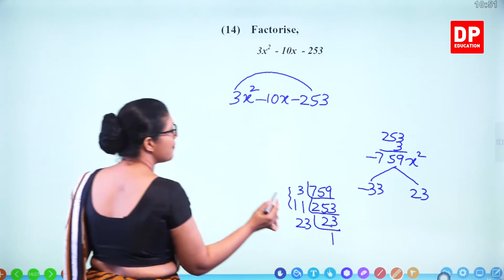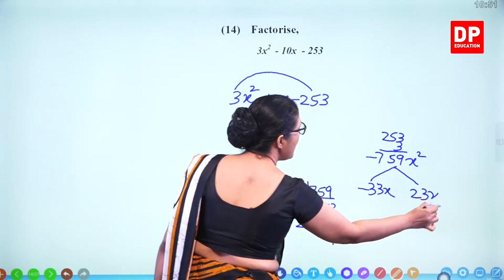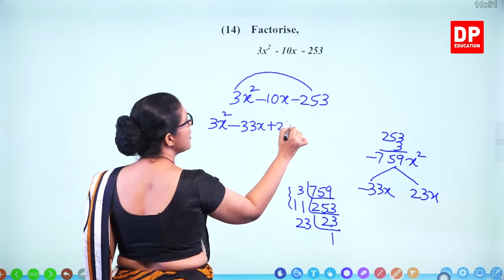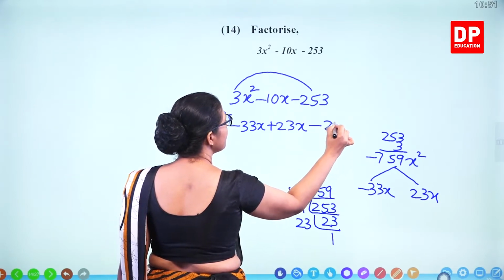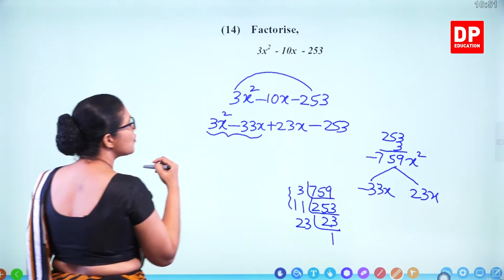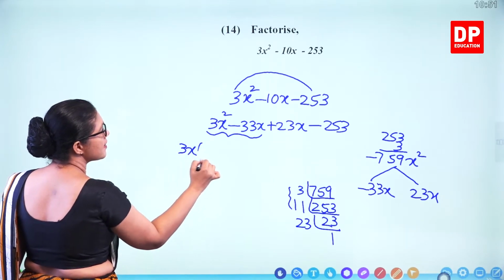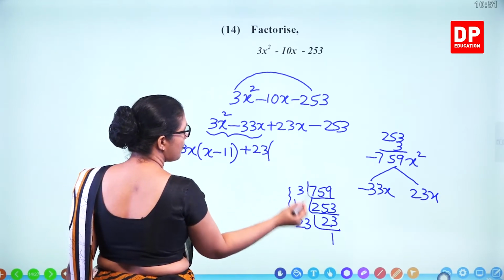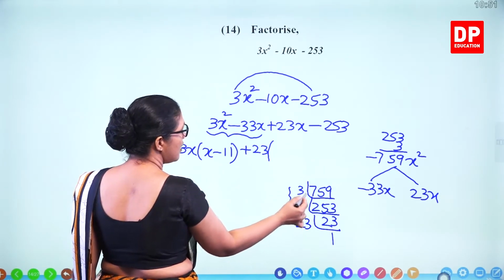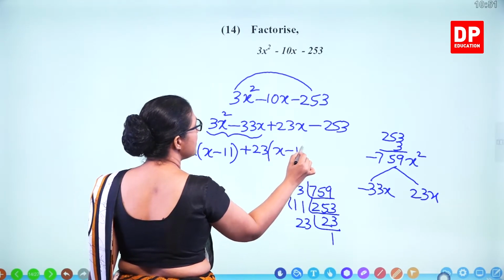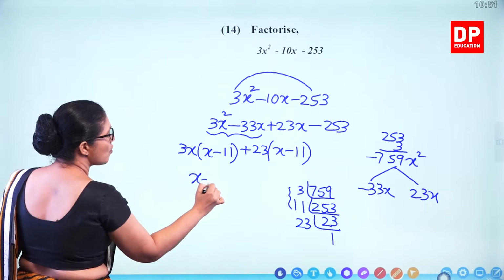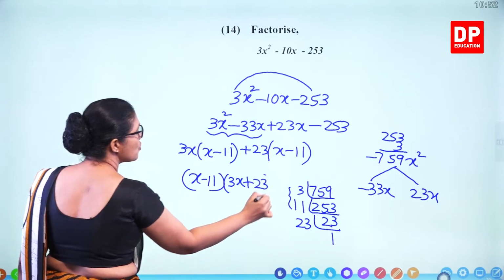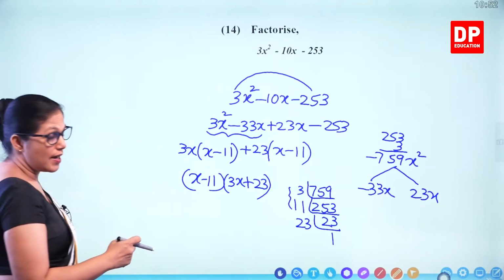So minus 33. Now we can split the middle term into minus 33x and plus 23x. Now factorize. Taking the first two terms, 3x is common. Take it out, x minus 11. When you take 23 out, you get 11 times that, so x minus 11 as well. x minus 11 is common, take it out and write the other factor, 3x plus 23. So that's how you factorize.